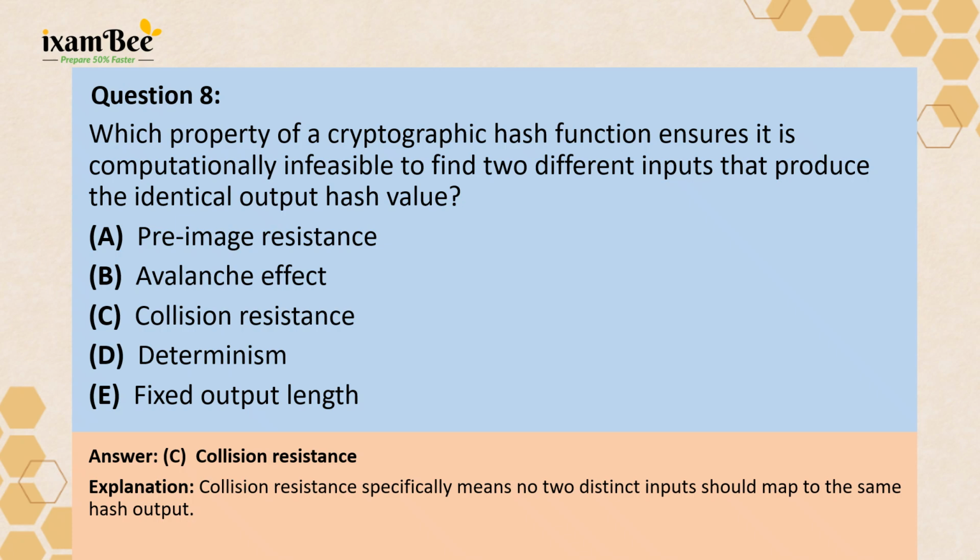Don't confuse this with pre-image resistance, which is about not being able to reverse engineer the original input from a given hash output. That's a different, related but distinct property. So the property being described here is C, which is collision resistance.